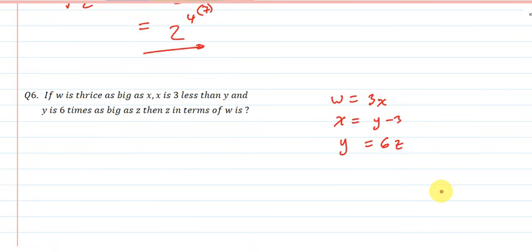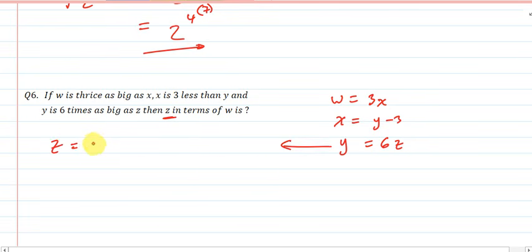So we want to find z in terms of w. If you want to find z, start off with the third equation: z is equal to y over 6, right? Then what is y? Y is x plus 3 from here. So we're going to write down x plus 3 divided by 6.